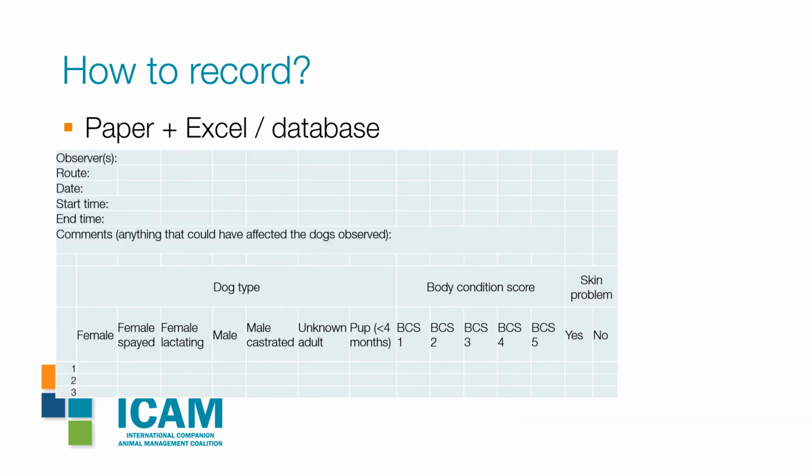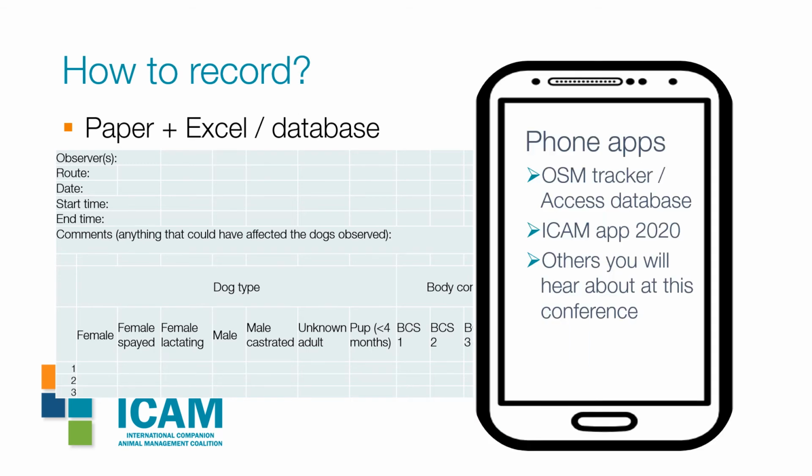So regardless what you want to record, you need to decide how you're going to record it. Recording observations of dogs can be done just with paper forms, followed by transcription into Excel or a database such as an Access database or Google Sheets. But there are options of using phone apps, so these are mobile phone applications. I use a combination of OSM Tracker and an Access database.